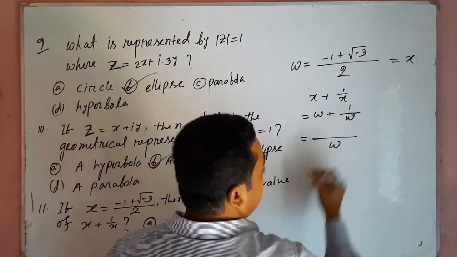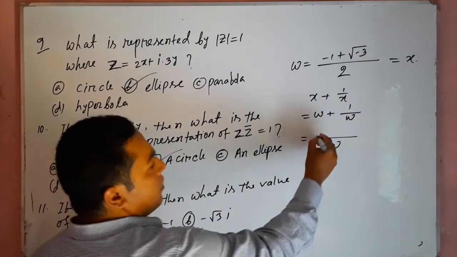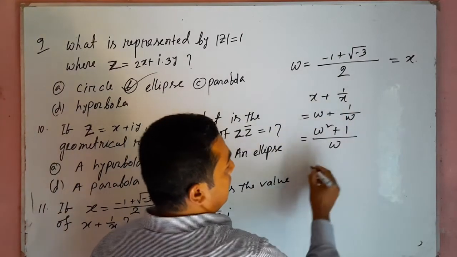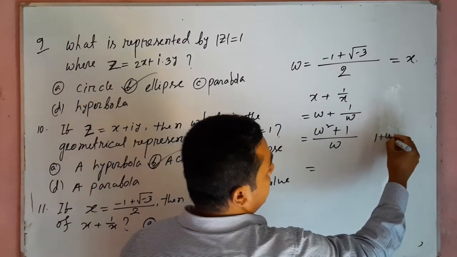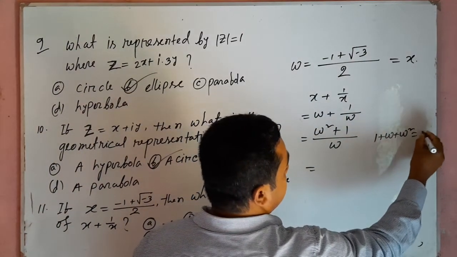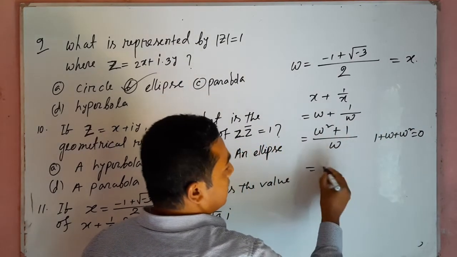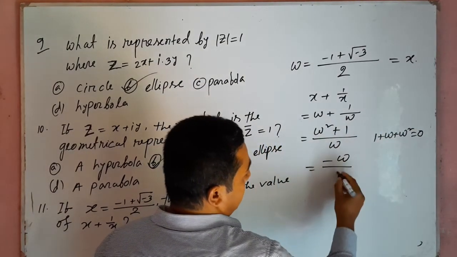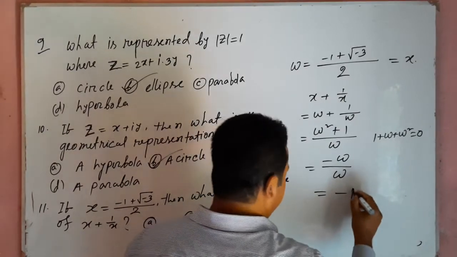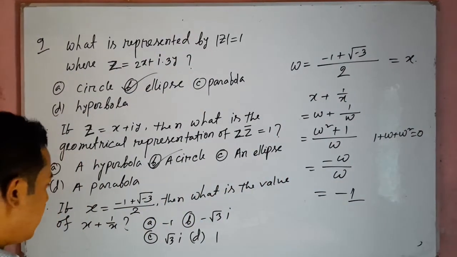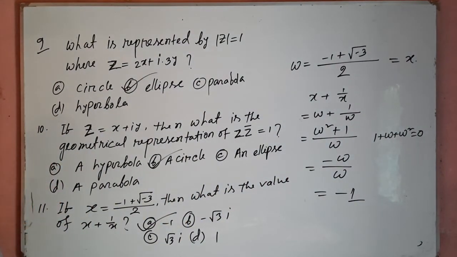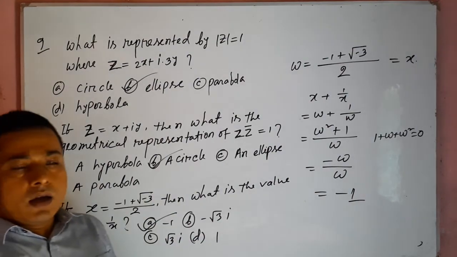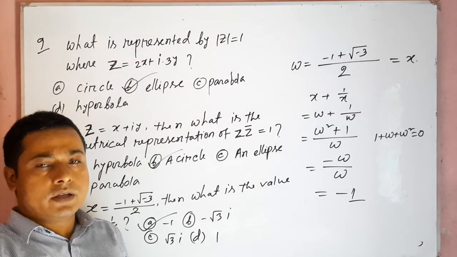So omega is our LCM. Then omega square plus 1, we know 1 plus omega square is equal to 0. So this is minus omega, and with this omega it is equal to minus 1. So answer is minus 1. Okay, this is our today's class.